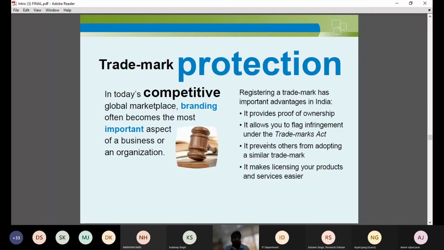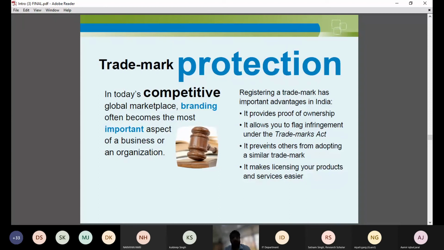Now, what does trademark protection give you? It provides you proof of ownership. Ownership means you are the rightful owner of that particular name. It allows you to flag infringement under the Trademark Act. That means if somebody else is copying your name, trying to imitate it, or trying to sell products under a similar name, then you can easily file an infringement suit against that person, seek remedy and damages, and claim whatever rights are given in the Trademark Act.